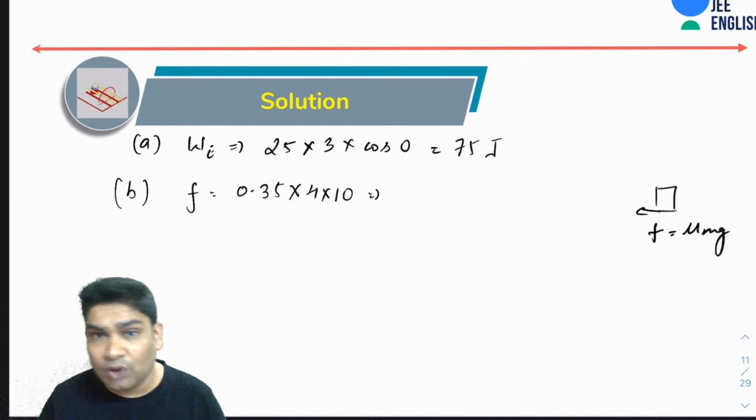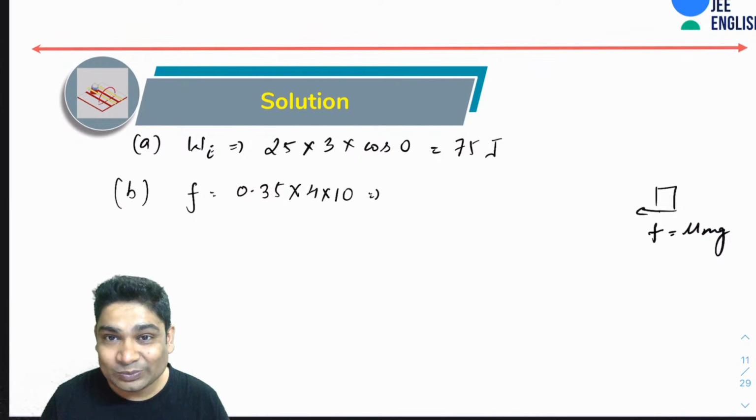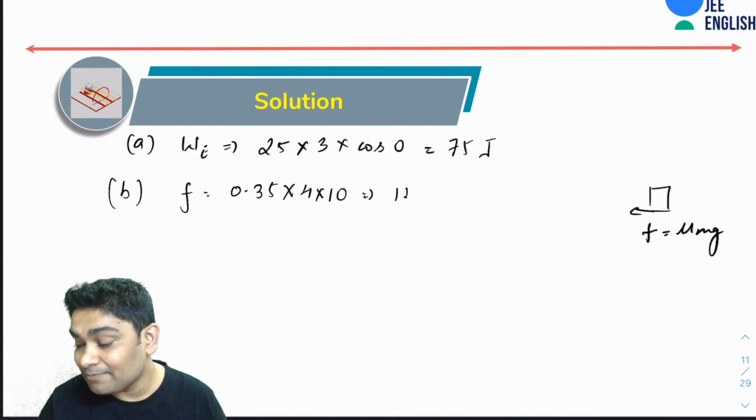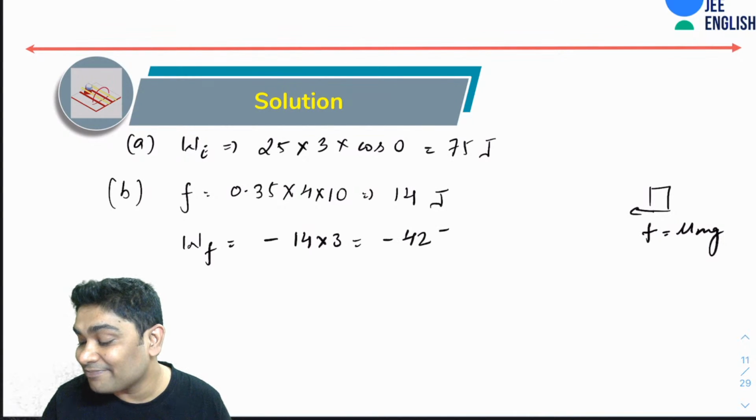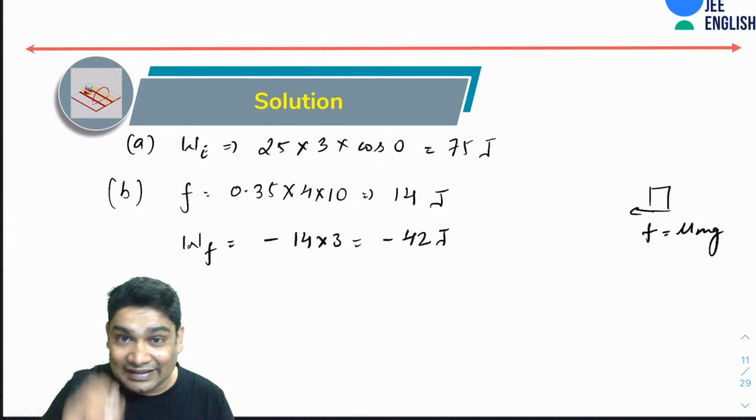Okay. So I think not 42. Not 42, I think. That will be 3.5 into 4. That is 14. 14 joules. Okay, right. Sure. Got it. So work done, yes, would be 42. You are right. Work done by friction would be minus 14 into 3, which is minus 42 joules. Make sure to write the minus sign. That is important. Okay, Pawan?